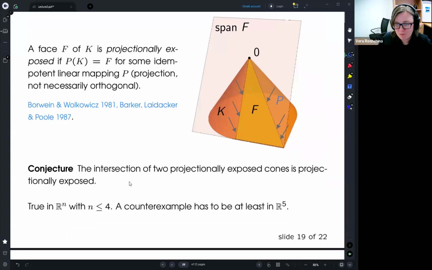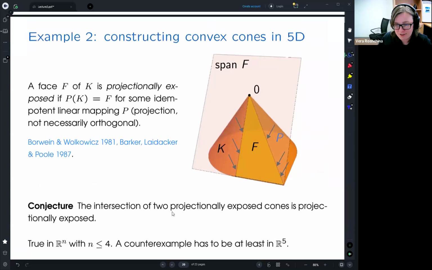A complication with resolving this conjecture in the positive or negative is that we knew that it's true for n less or equal to 4. So in 4-dimensional spaces, the intersection of two projectionally exposed cones is projectionally exposed. So we wanted to construct a counterexample in dimension 5. So how can we do this?